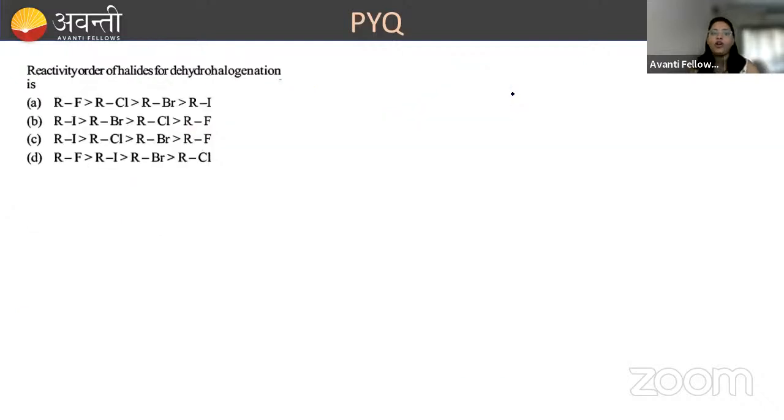Next, reactivity order of halides for dehydrohalogenation. Yeah, this is very simple. What will be the order of halides for dehydrohalogenation? Yes, A, B, C, D, very simple. We have talked about this. Halides की क्या होगी हमारे order? Yes, A, B, C, D.